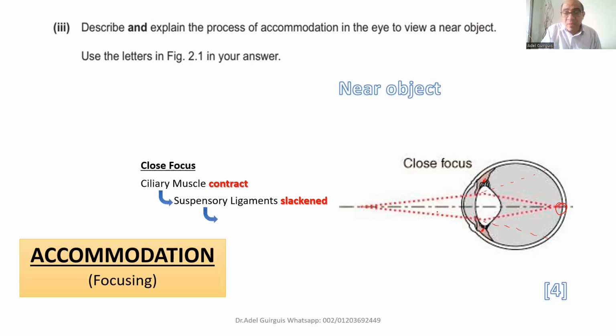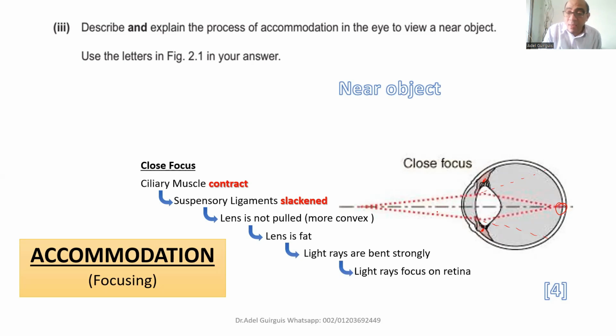Look, please. The suspensory ligament is slackened. The lens is not pulled, not tight, it is loose. So the lens is allowed to become more convex, fatter, to allow more refraction of light rays. This lens is fat. Now light rays are bent strongly and focus on the retina, on the fovea of the retina. This is accommodation when our eyes view near objects.